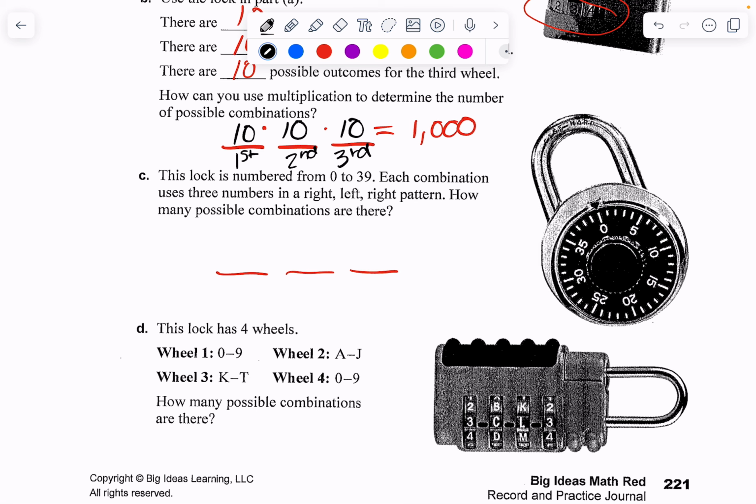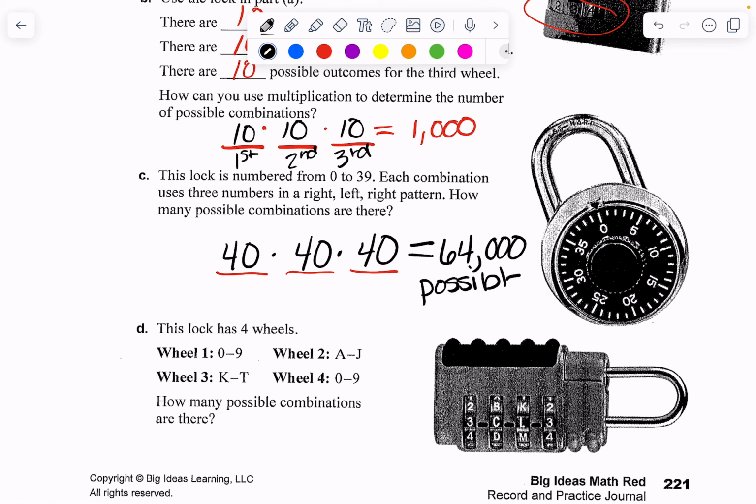For the first number, I can have a number between 0 and 39, so there's actually 40 possible outcomes because 0 is the 40th number there. For the second number, I could have another 40 possible outcomes, and for the third number, I could have 40 possible outcomes. So if I multiply 40 times 40 times 40, it's going to give me 64,000 possible combinations on a lock like that.